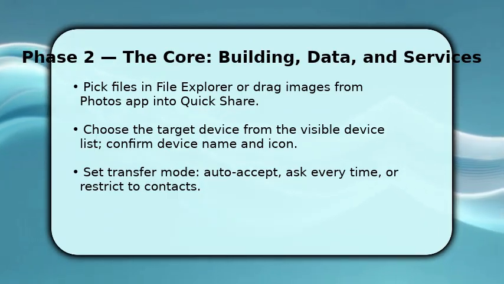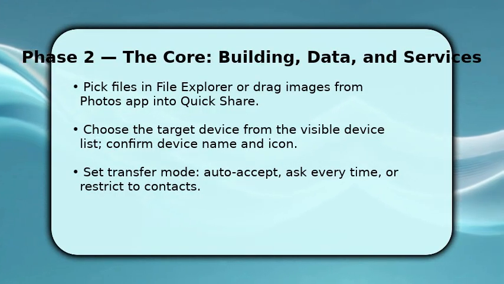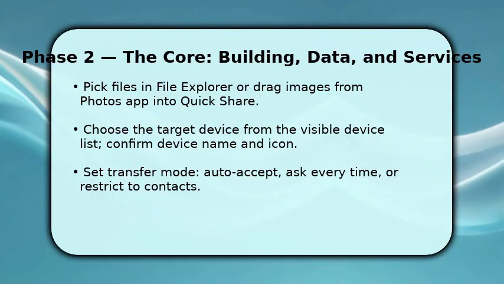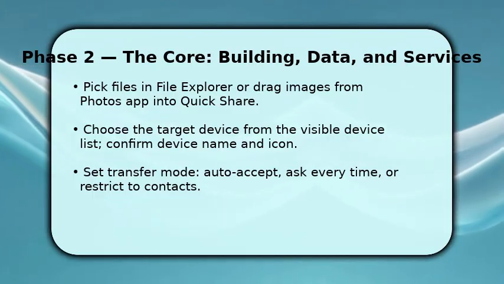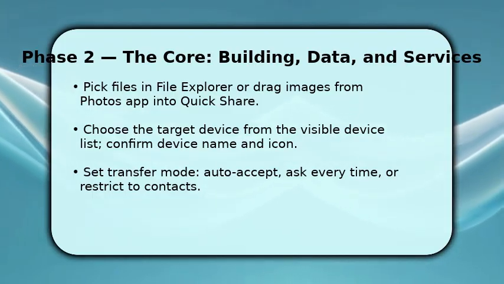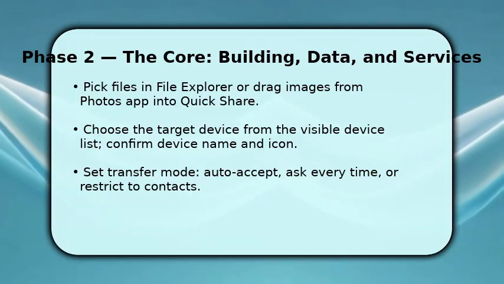Once selected, choose Transfer Mode: Auto Accept for trusted devices, or Ask every time for security. Wait for the handshake. QuickShare negotiates a direct peer link for faster transfers whenever possible.